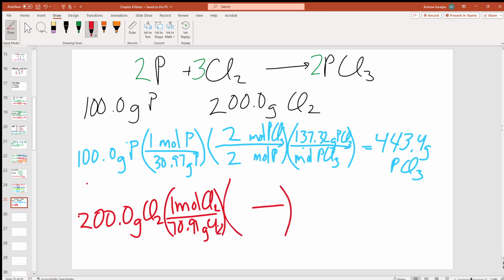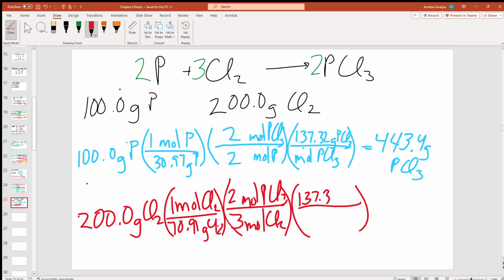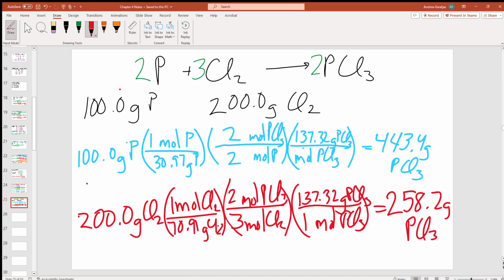We then, again, our coefficients, we need 3 moles of chlorine to make 2 moles of PCl3. And finally, our final conversion factor is going to be the same, to convert from grams of PCl3 into moles. I'm sorry, from moles into grams. And so we find that this 200 grams of chlorine is enough to make 258.2 grams of PCl3.